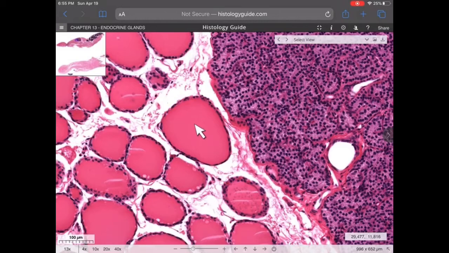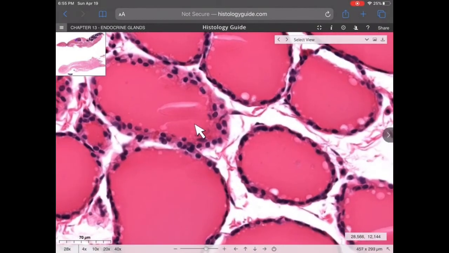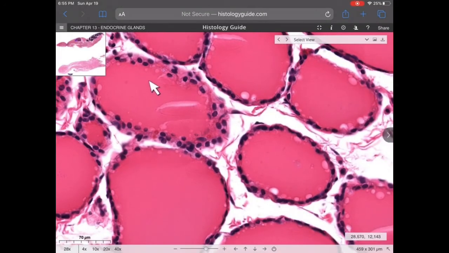So the follicular cells, and I'm going to navigate to a different follicle here, maybe this one. So only the cells like this one and this one and this one and these guys, only the cells that are directly bordering the colloid are follicular cells.